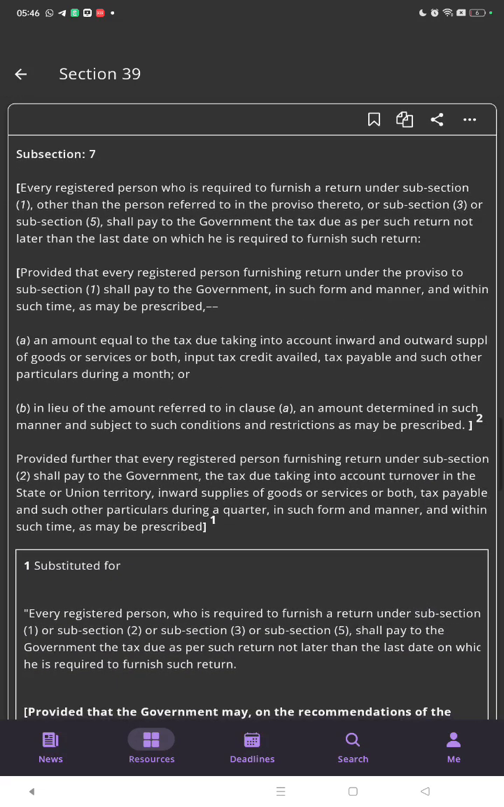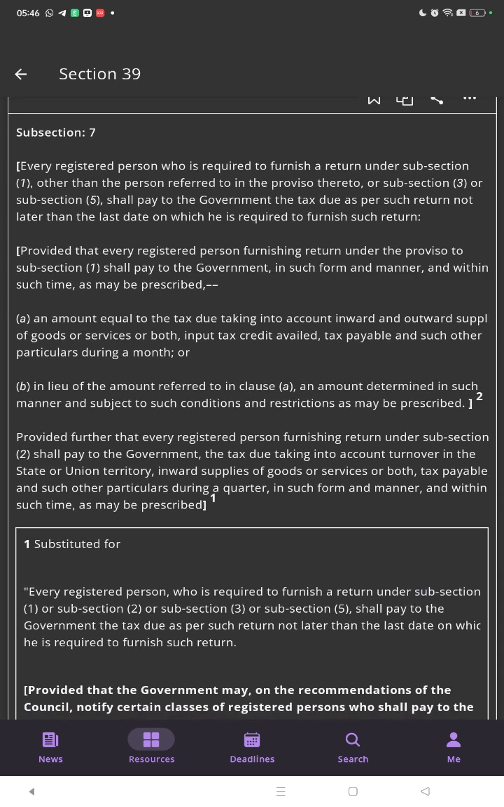Subsection 7: every registered person who is required to furnish a return under subsection 1, other than the person referred to in the proviso thereof or subsection 3 or subsection 5, shall pay to the government the tax due as per such return not later than the last date on which he is required to furnish such return.